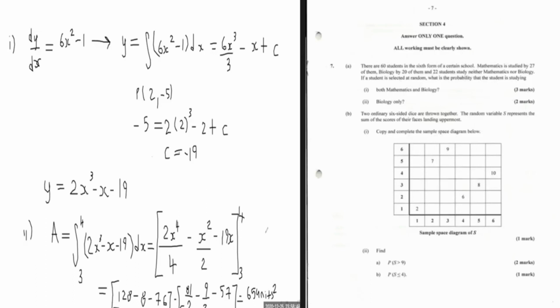Nice and easy, 65 units squared. Soft, soft, nice and too easy, soft.